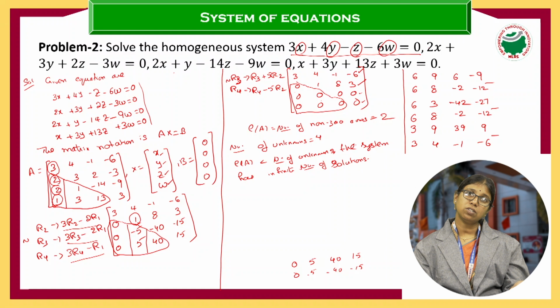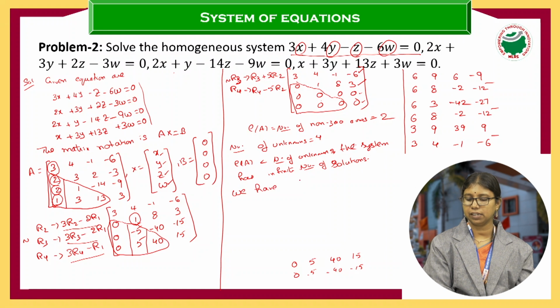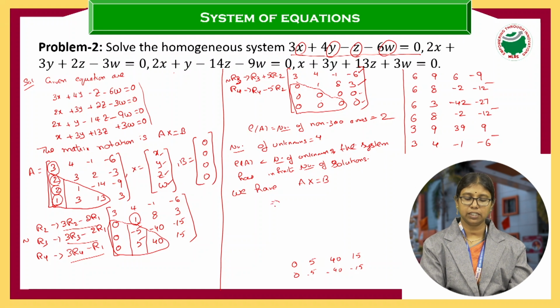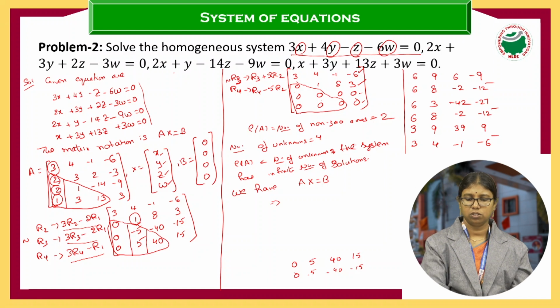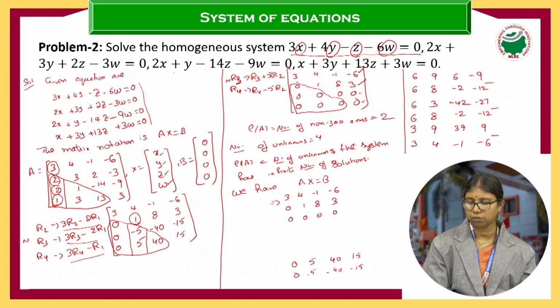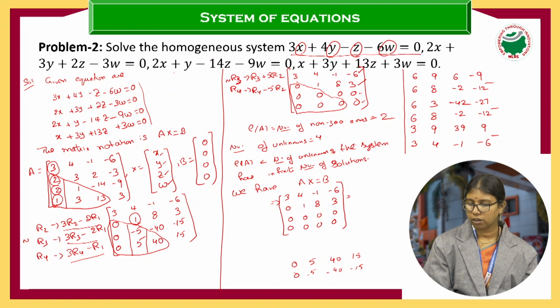So now how you can find those infinite number of solutions? What we have to do here? Again, you have to take the matrix representation Ax is equal to B. Now which one we have to choose here? Instead of taking the initial coefficient matrix A, you have to choose the matrix which you converted to echelon form. So your matrix is 3, 4, minus 1, minus 6, 0, 1, 8, 3, 0, 0, 0, 0, 0, 0, 0, 0 into X, Y, Z, W is equal to B, which is 0, 0, 0, 0.